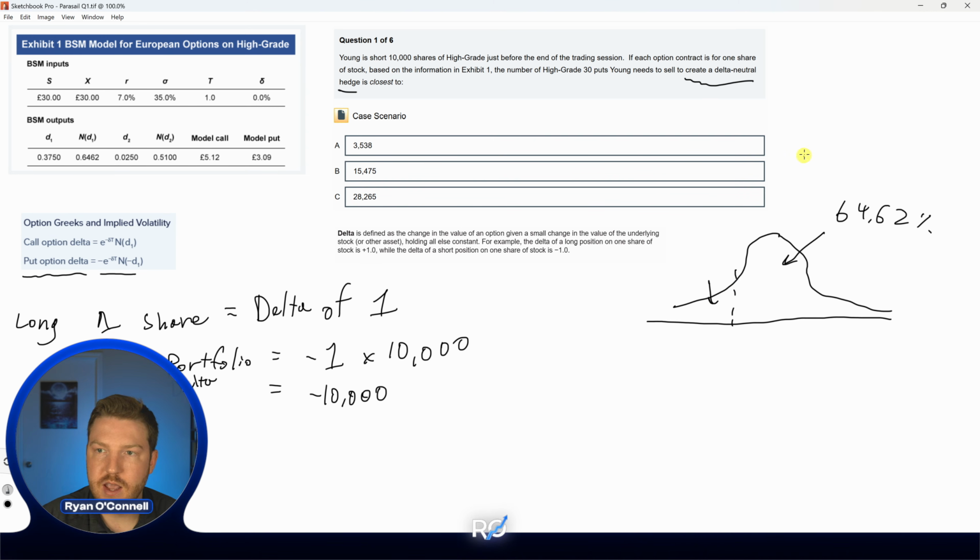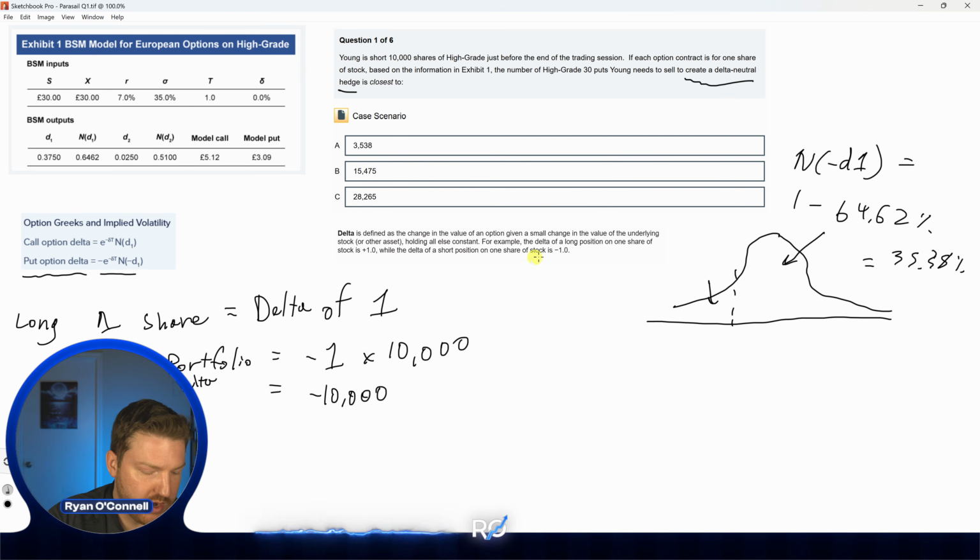So for our N(-d1), we're just going to say that it's equal to 1 minus this value, which should give us a value of 35.38%. So that gives us our N(-d1). Oh, sorry, that's incorrect. My bad. Oh, yeah, we're good. 35.38%. Now we can plug it into this put option delta formula.